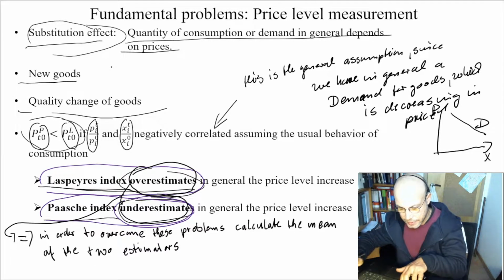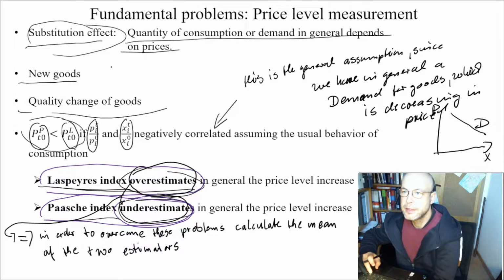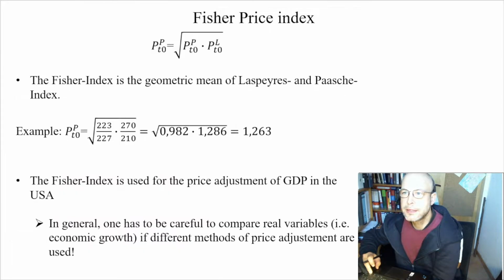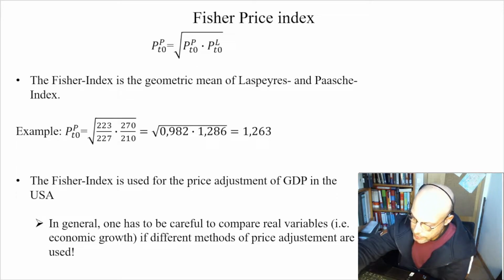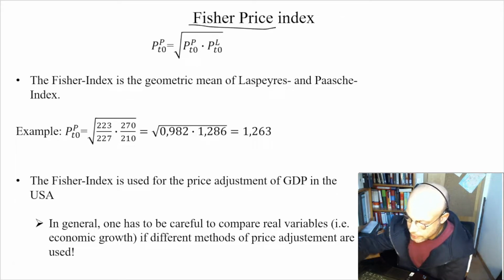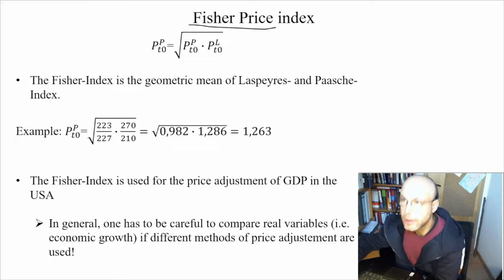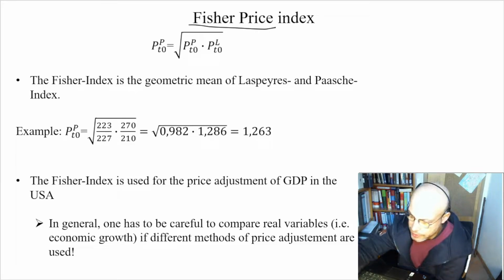And surprisingly, of course, this is done in statistics. And this is then called the Fisher index. Well, and then what kind of mean do we take? We take the square root of the product.